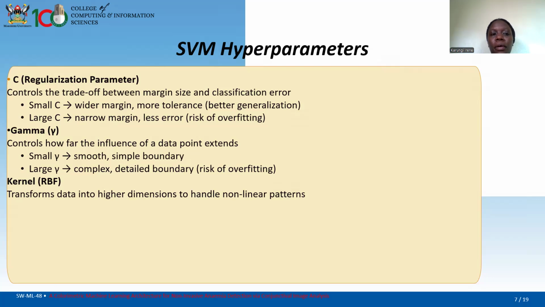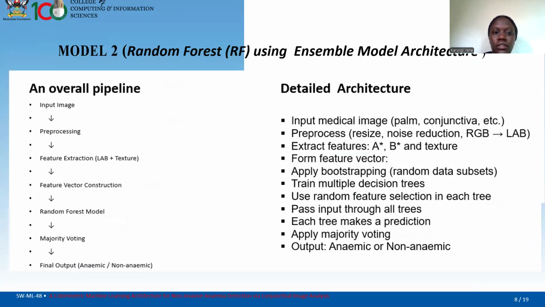So the SVM hyperparameters, we have three. We have C, that's the regularization parameter, and then the gamma and the kernel. The C controls the trade-off between margin size and classification error. And then the gamma controls how far the influence of a data point extends. Then the kernel transforms data into higher dimensions to handle nonlinear patterns.